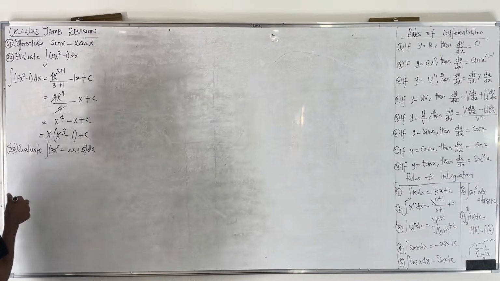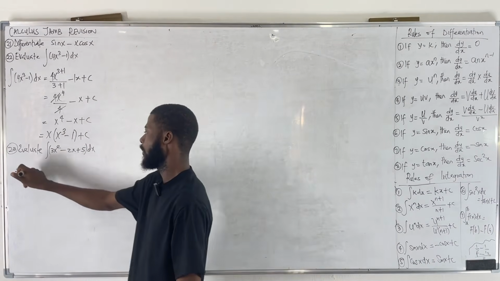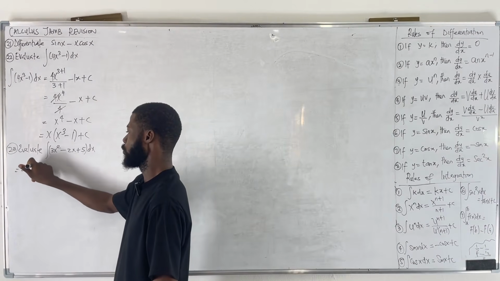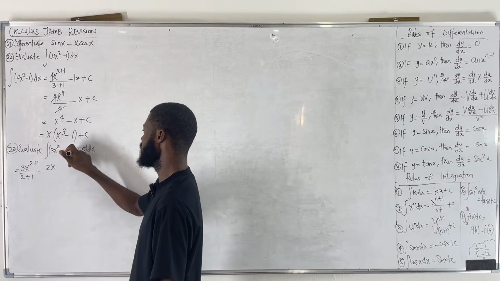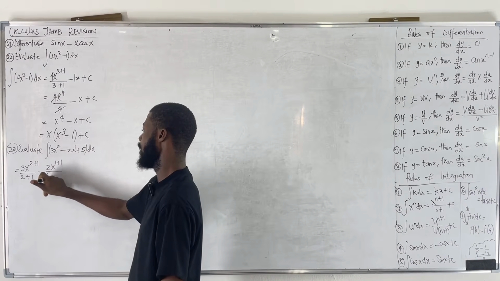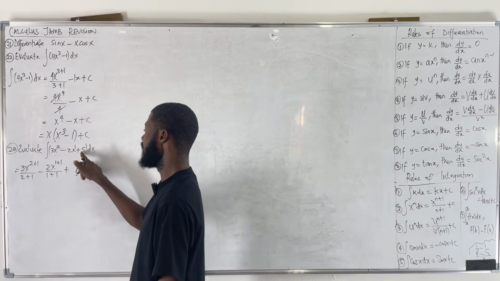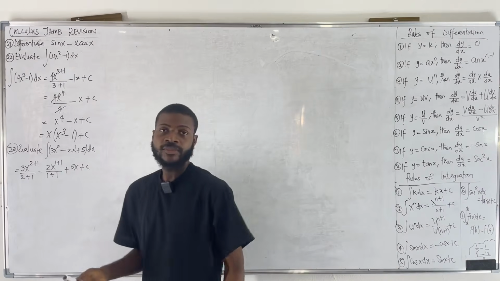This dx means with respect to x. So what would this integral be? It's still going to be similar. We have to say 3x to the power 2 plus 1 over 2 plus 1, minus 2x. There's an invisible 1 with this x here. So this will be 1 plus 1 over 1 plus 1. And then plus the 5 is a constant, so give it x. 5x, and then plus c.